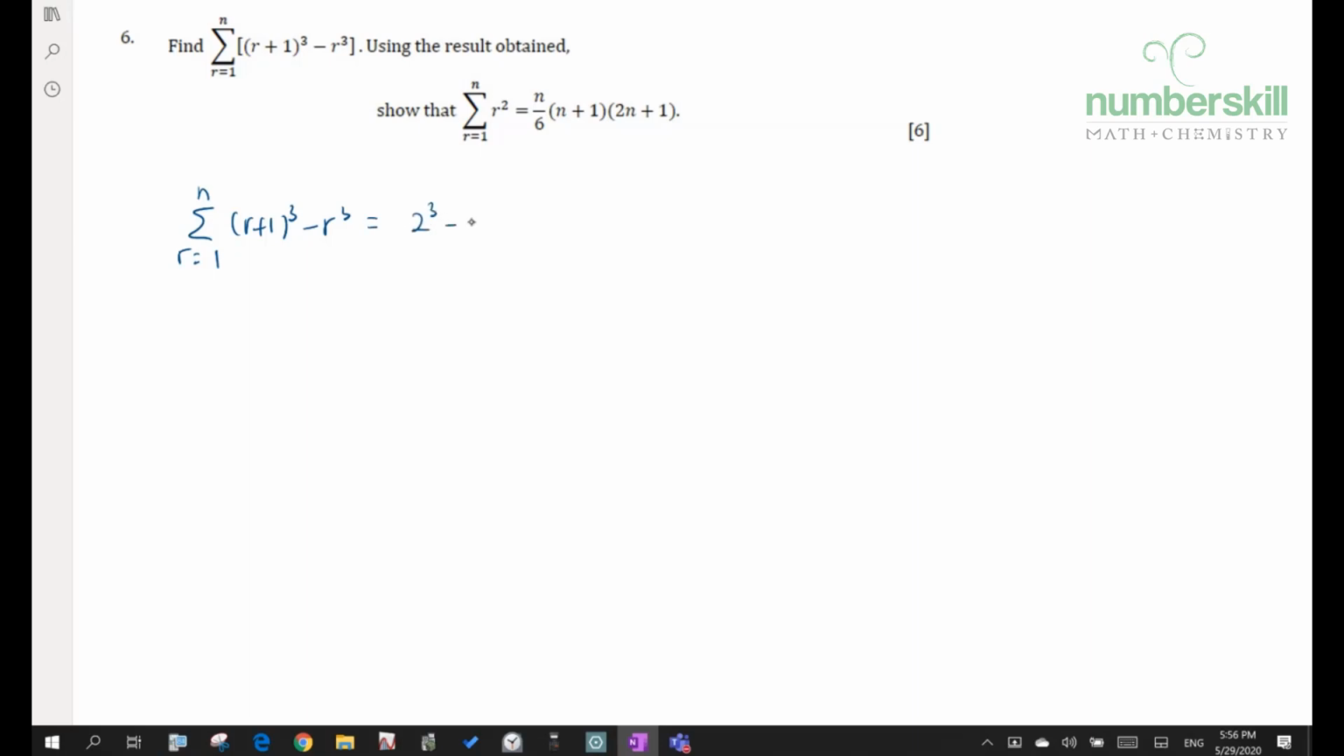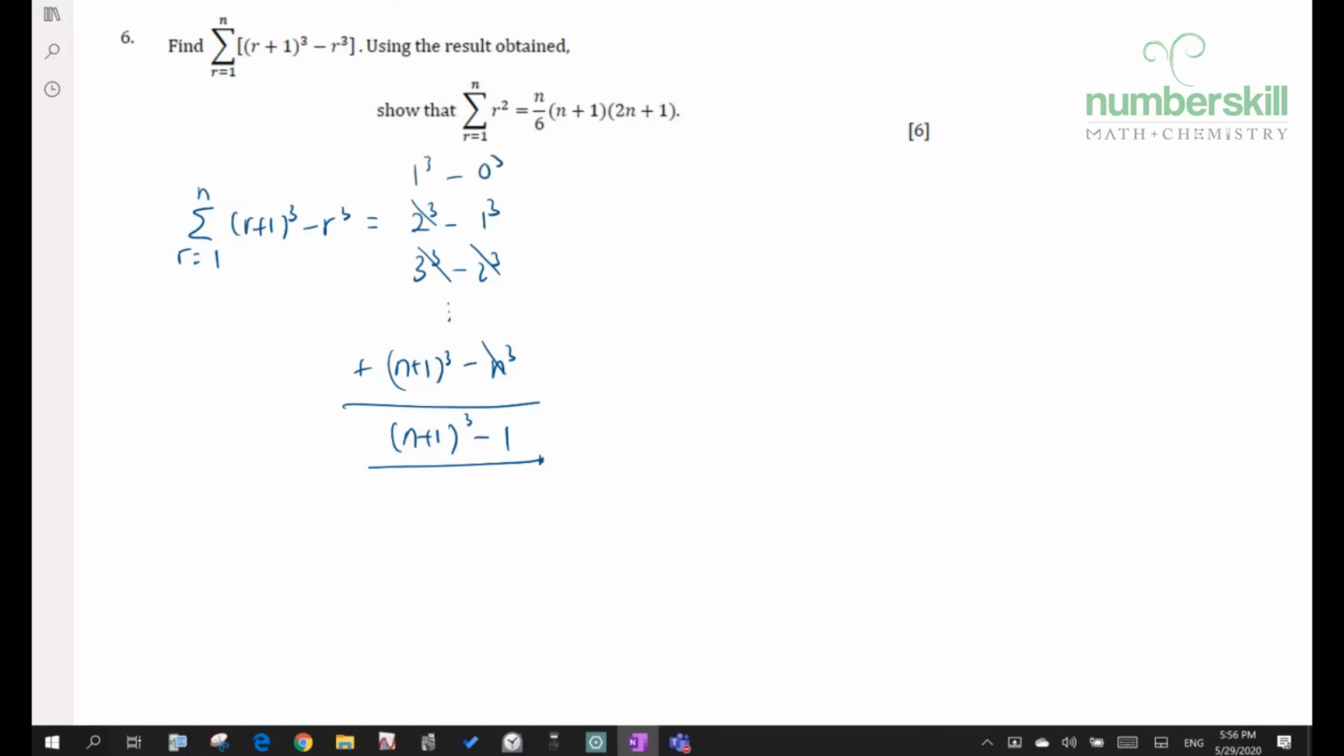It's 2 cube minus 1 cube, and then 3 cube minus 2 cube, and so on. The last one is n plus 1 cube minus n cube. All together, they cancel, nothing left. You're going to get n plus 1 cube minus 1. Ta-da! One friend got this wrong because he put 1 cube minus 0 cube.